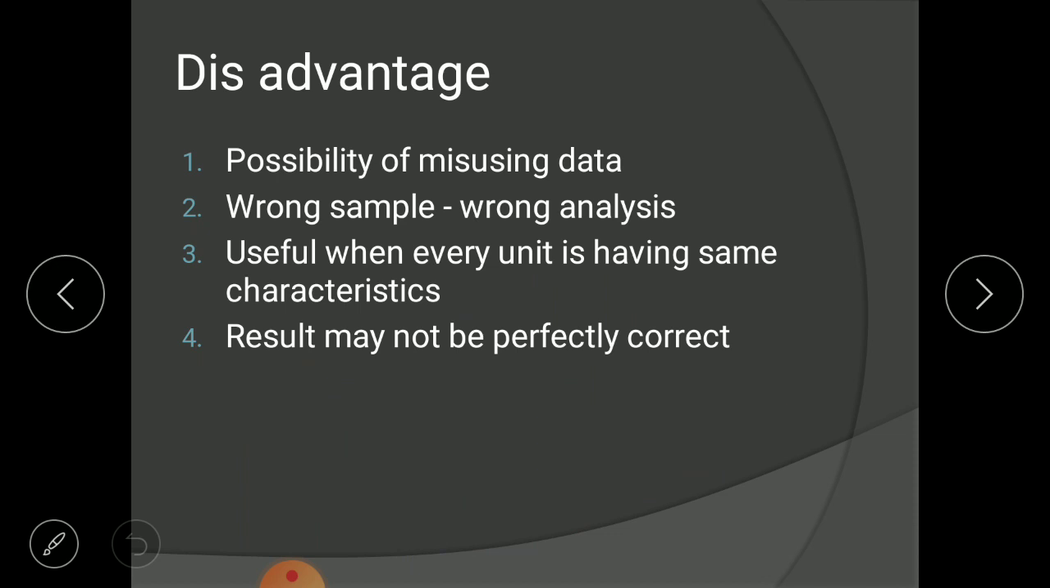Then thirdly, it is written that it is useful when every unit has the same characteristics. Definitely, if we have only one category, whereas earlier I showed that when three categories are there, there may be chances of framing a wrong sample. But suppose we have only one category, then the result will be useful. There is no chance of framing a wrong sample. So all in all, we can say that it is not useful when we have different characteristics of the population, different characteristics of our consumers.